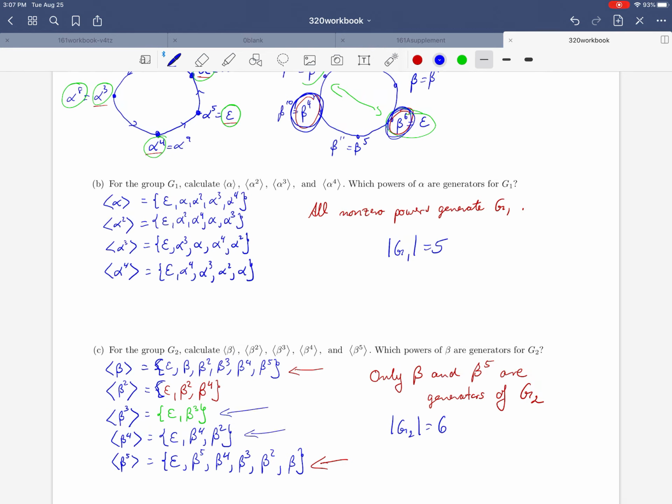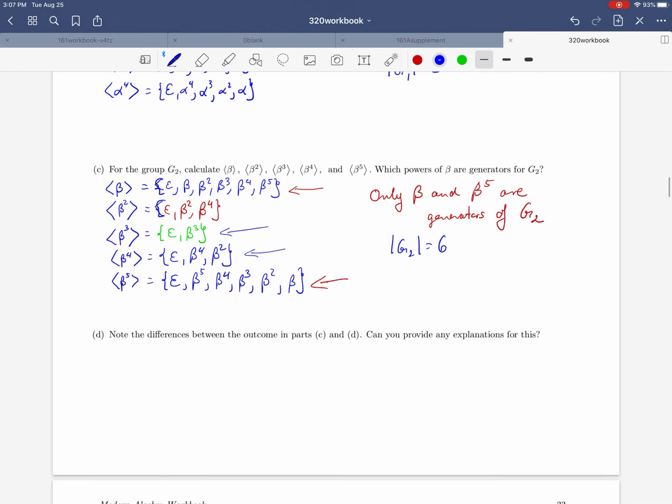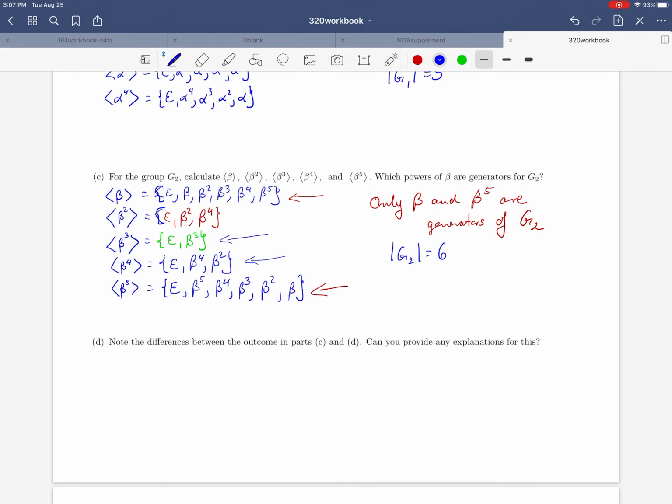And when we started with beta to the 4th, all our powers were just even powers, and we only ended up with the identity, beta squared, and beta to the 4th. And the only time when we started with a power of beta that was relatively prime to the order of our group, that's when we picked up every single element in our cyclic group. So that is the big difference that we could maybe note down in part D right here.